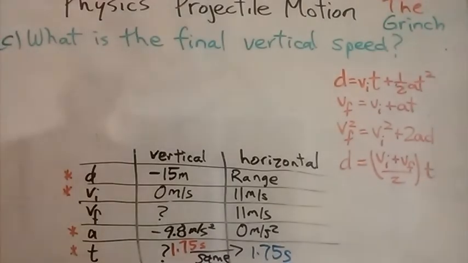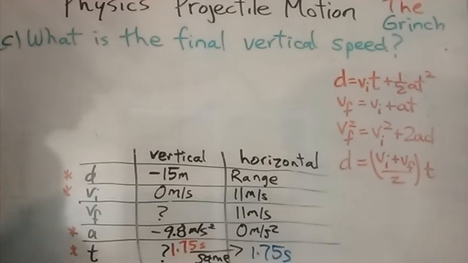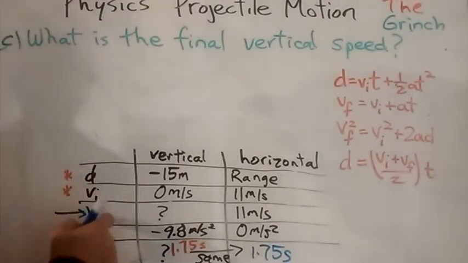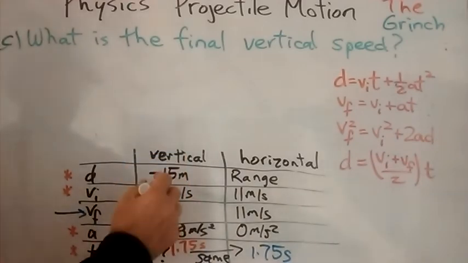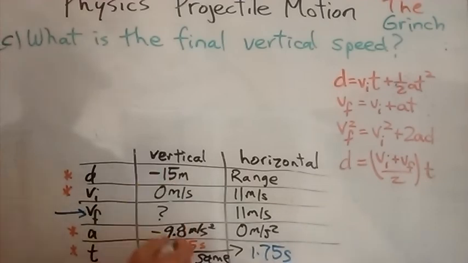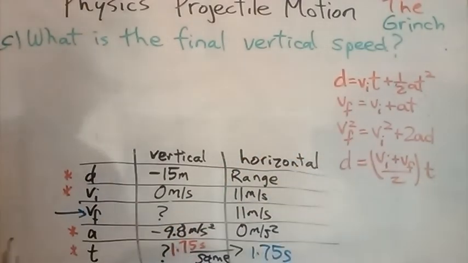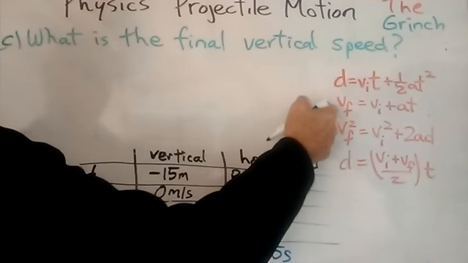Another question could be, what is the final vertical speed? So how fast is that sled going vertically in the downward direction just before impact with the water? And to solve that, we're looking for this right here, the VF in the vertical direction. We've got all the other variables, so I could pick any equation that has a VF in it and I would get the answer. If I use this one, or this one, it doesn't matter which one you use, you'll get the same answer. I'll just pick an easy one to use. To me, that one looks like the easiest.